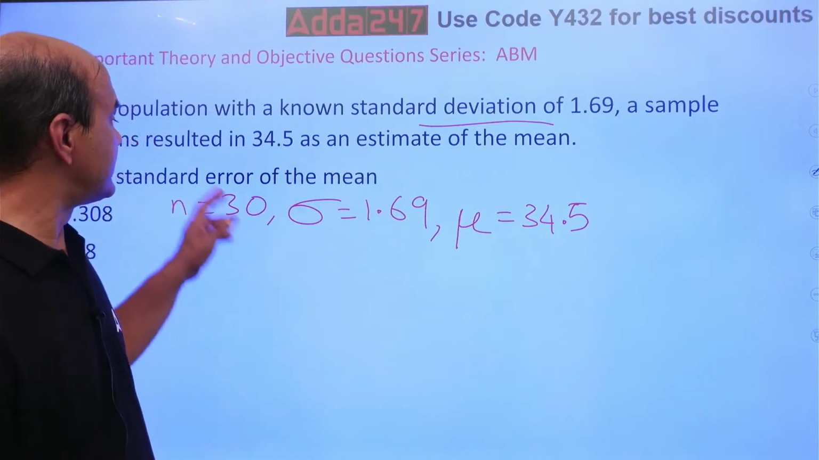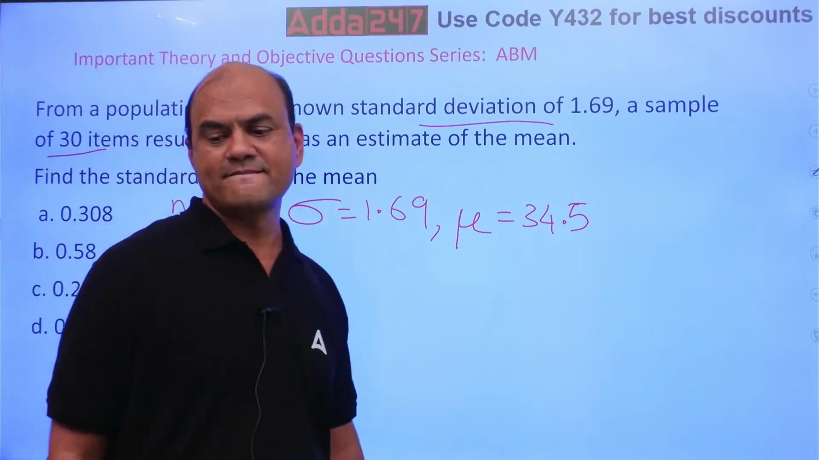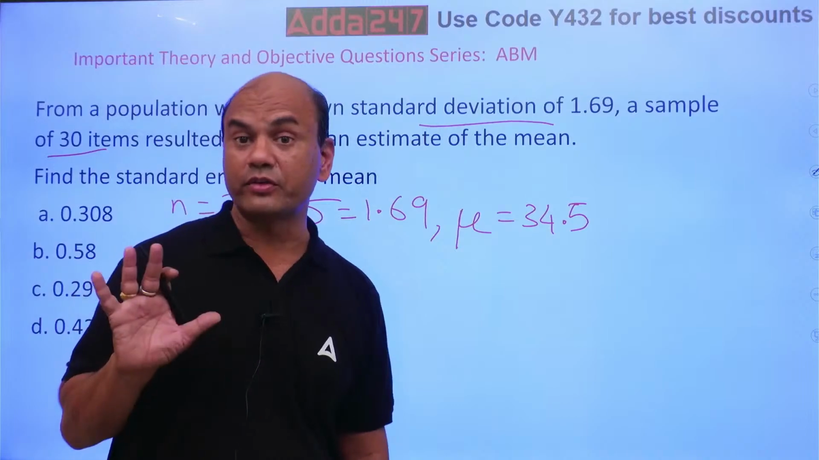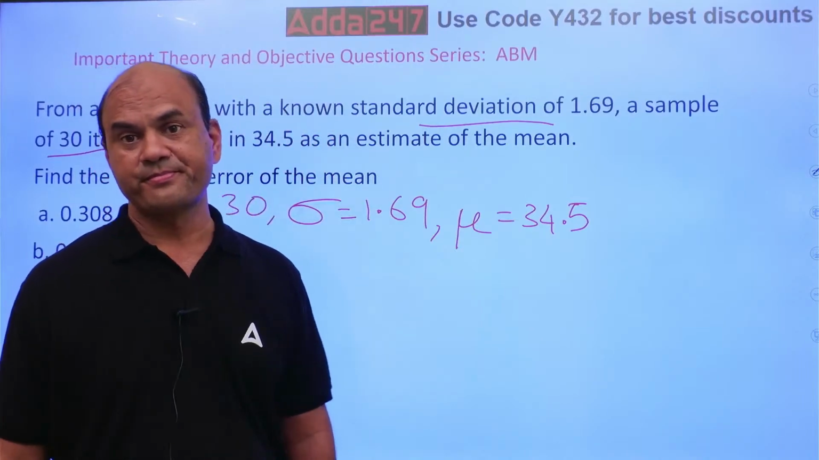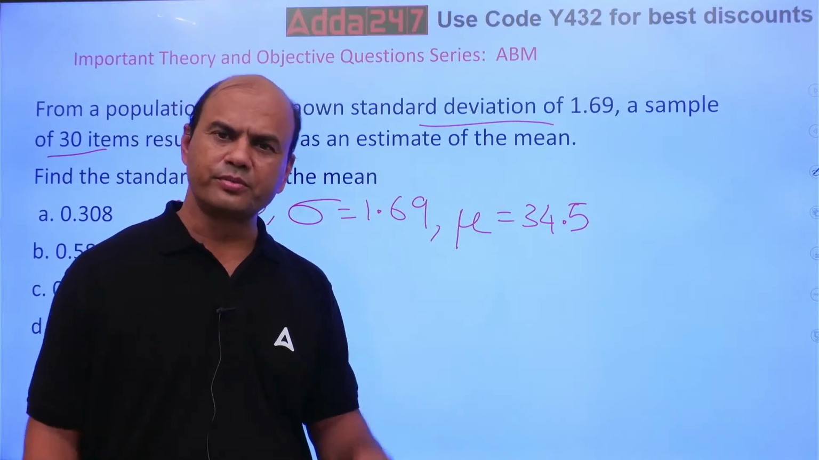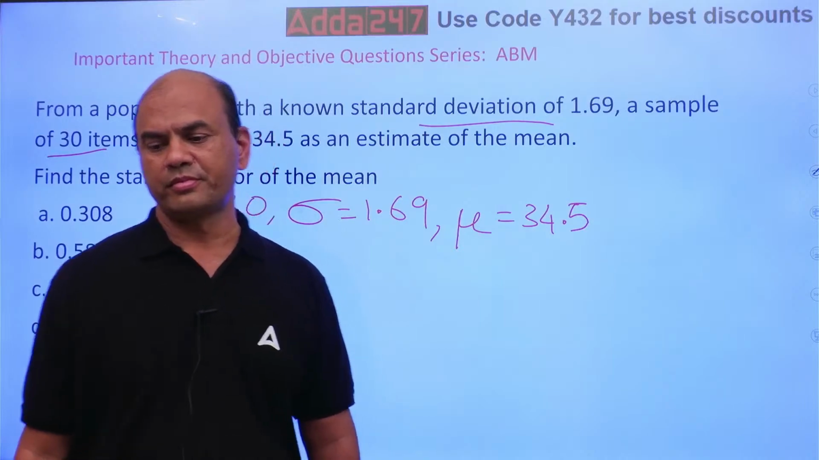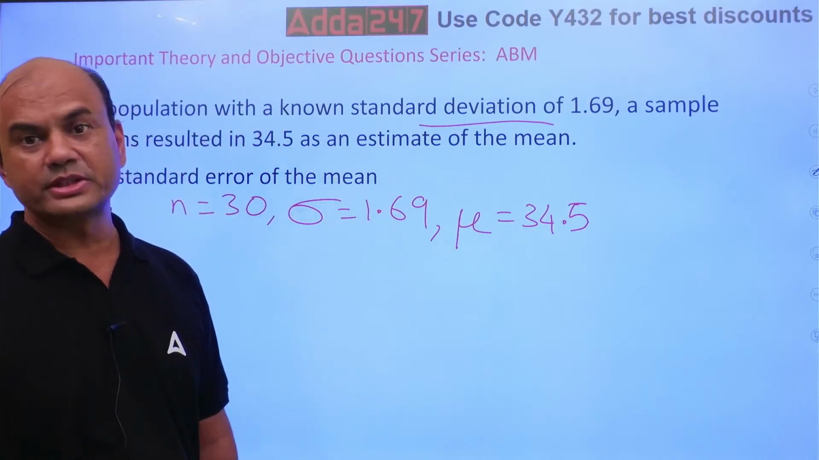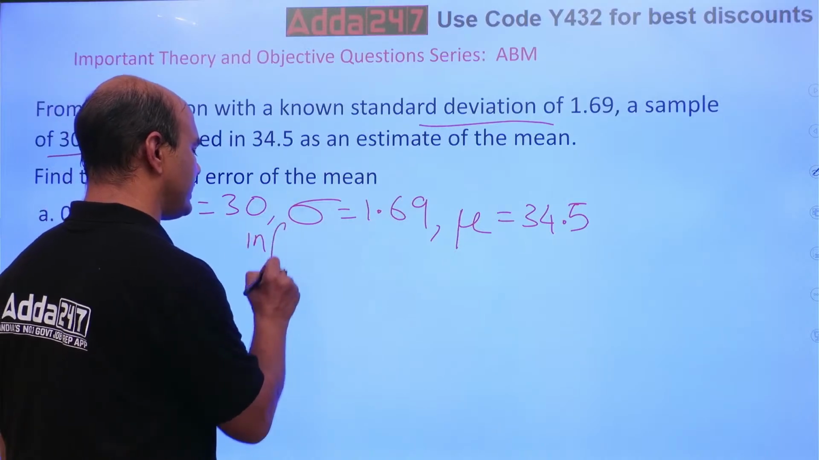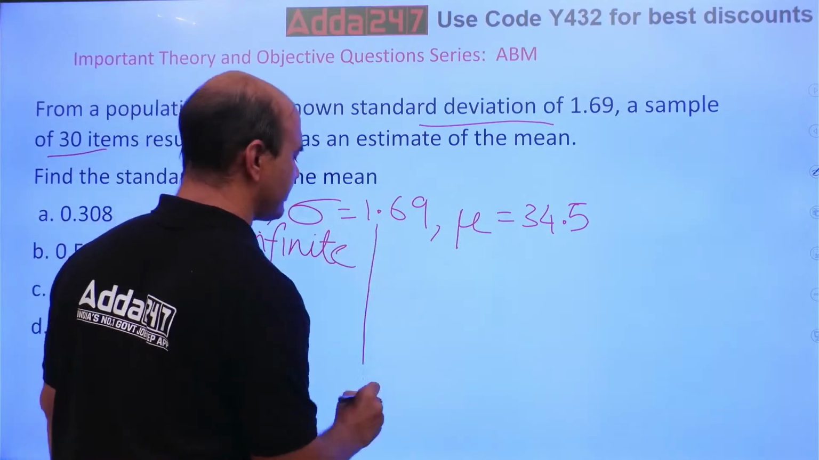Now what do you have to find? Standard error. What is the formula for standard error? Actually, there are 5 formulas for standard error. I won't give you all 5 right now. I'll give you only 2 out of those 5. Which are those? One is for an infinite population, and the second is for a finite population.